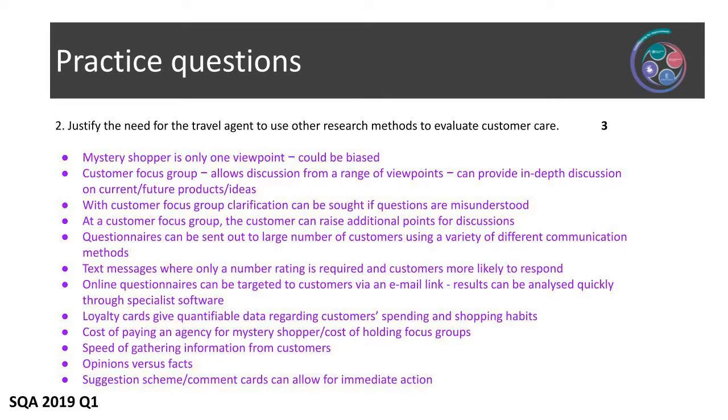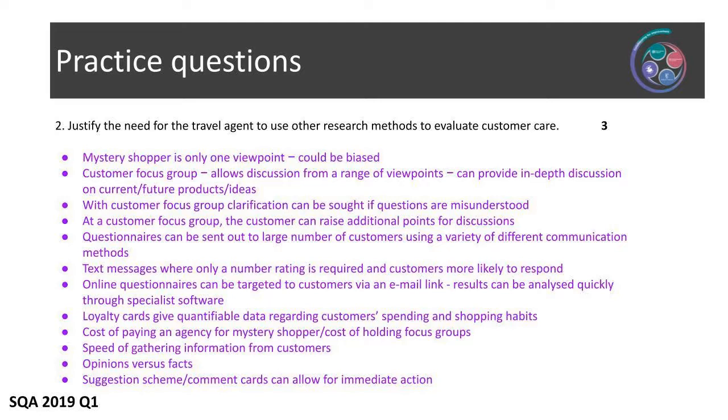Text messages, where potentially you're just asking for a rating out of 10, is required, and customers can just text that back, just so you can get some immediate feedback from them. Online questionnaires and text messaging, these can be targeted to customers via an email link or their text phone number.